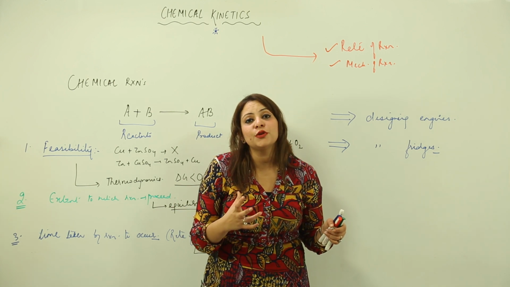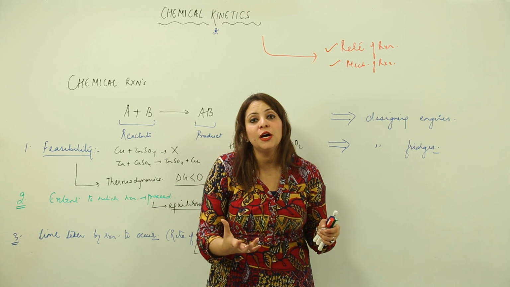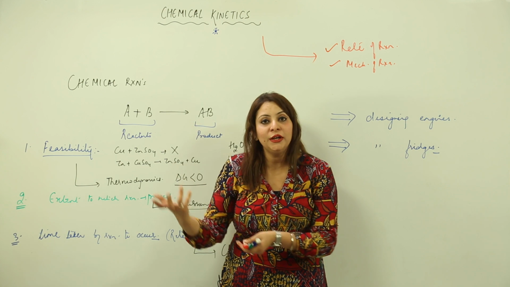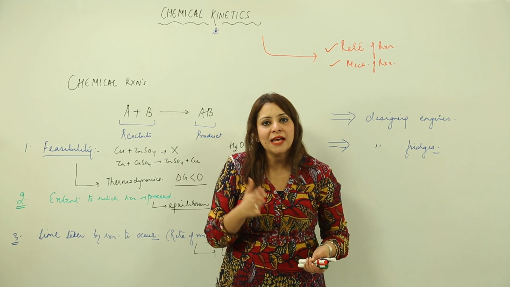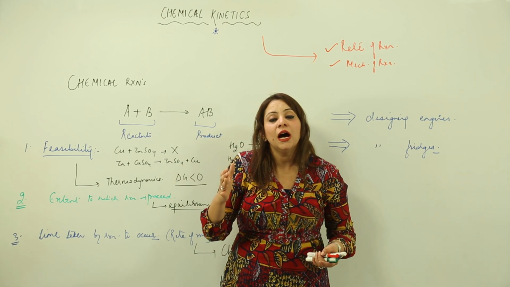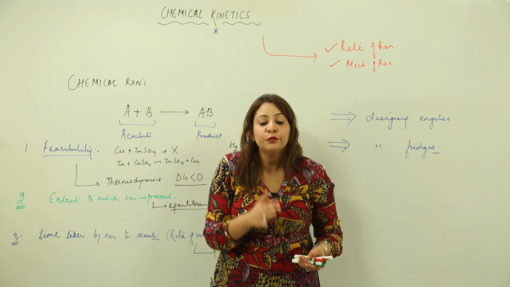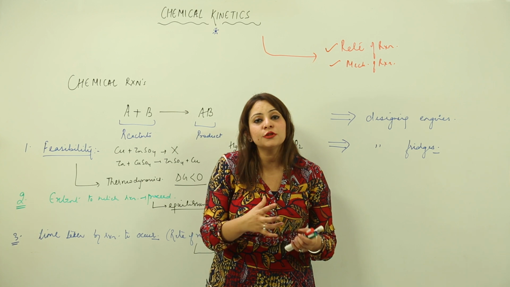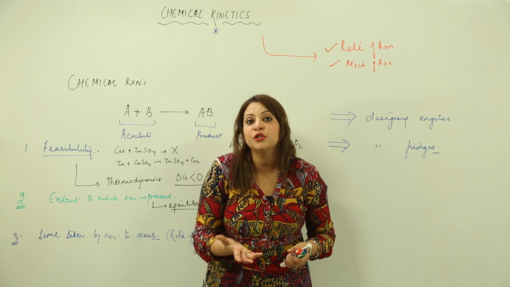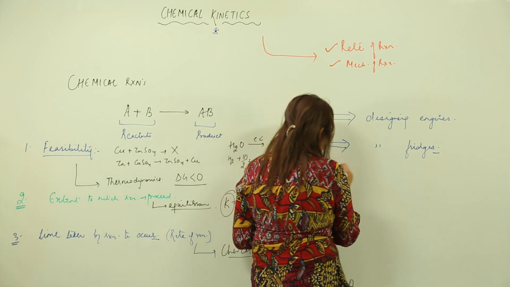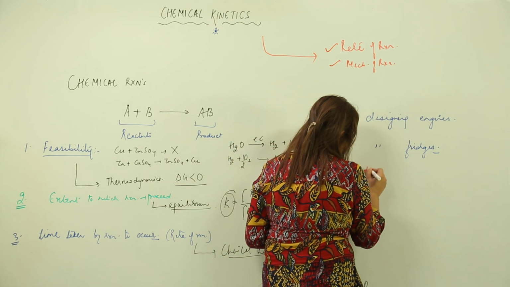So refrigerators actually serve our purpose: we can cook the food, keep it in the fridge, and eat it in the morning as well, because they decrease the activity of the microorganisms, the rate at which they spoil the food. So due to chemical kinetics, we have refrigerators existing. Third is that it is being used in the medicinal industries as well.